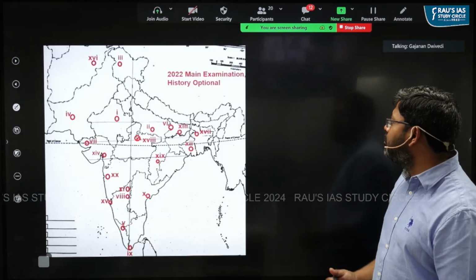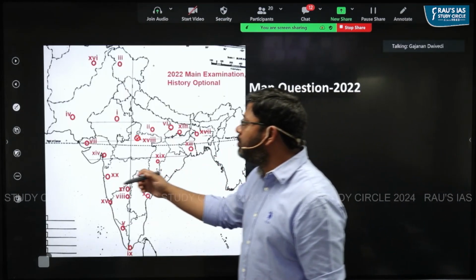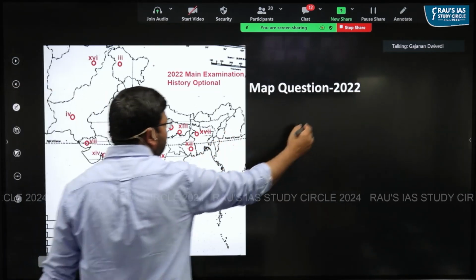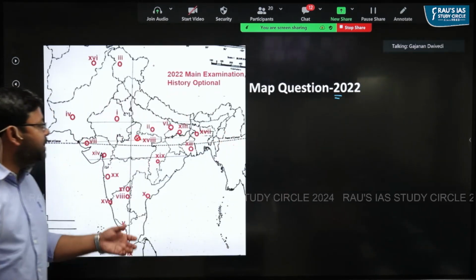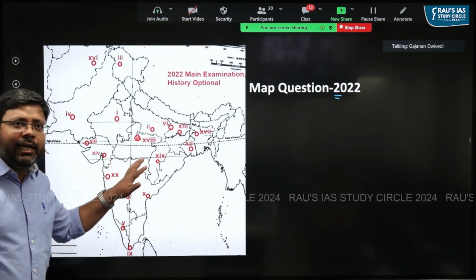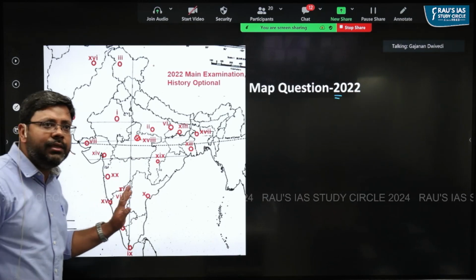2022, I'll show you some questions. See, the 2022 History optional question. Again, just be careful. This is a 2022 question. Look again: the sites have already been plotted by the UPSC board.